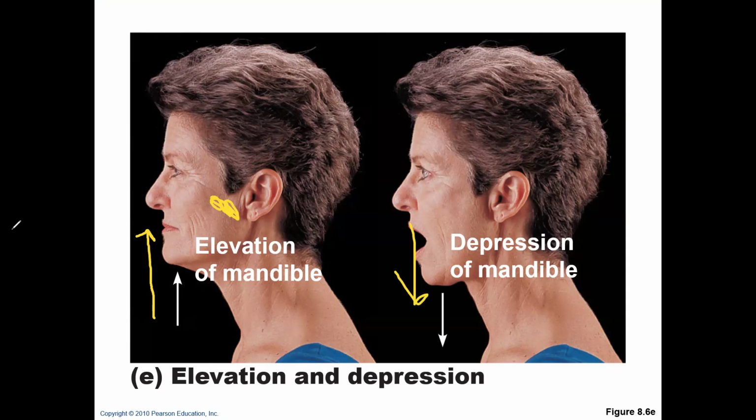Now you can have elevation, depression in other body areas. Let's say you shrug your shoulders. So as you shrug your shoulders, they're going up, you're elevating them. And as you relax them, they're depressing, they're going back down.